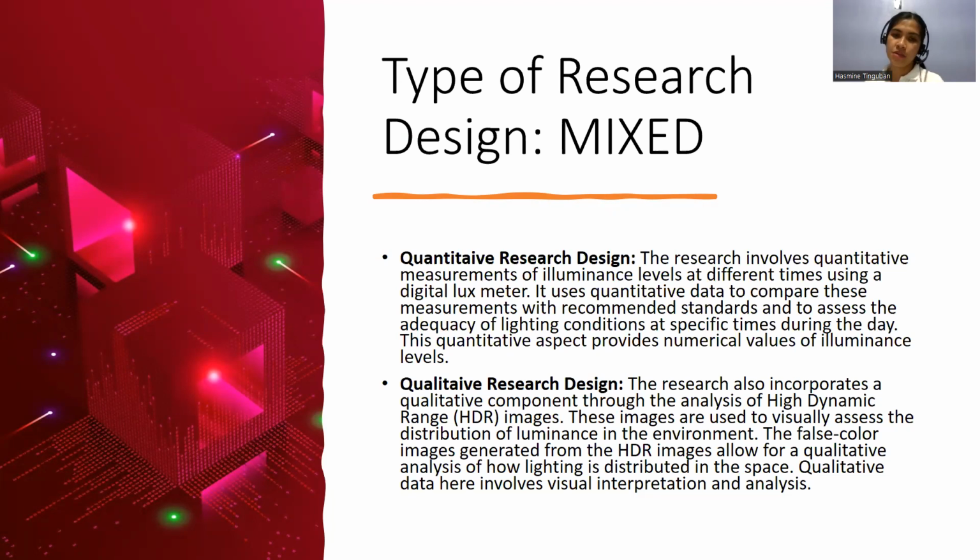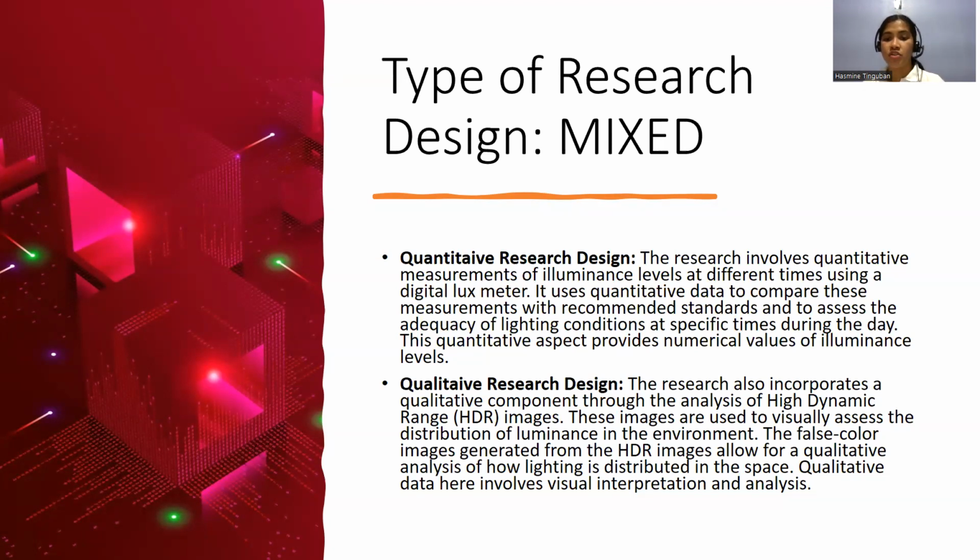So first, I'm going to discuss what type of research design this study is. It's a mix. It's a quantitative research design and at the same time a qualitative research design. Quantitative research design because the research involves quantitative measurements of illuminance levels at different times using a digital lux meter. It uses quantitative data to compare these measurements with recommended standards and to assess the adequacy of lighting conditions at specific times during the day. These quantitative aspects provide numerical values of illuminance levels.